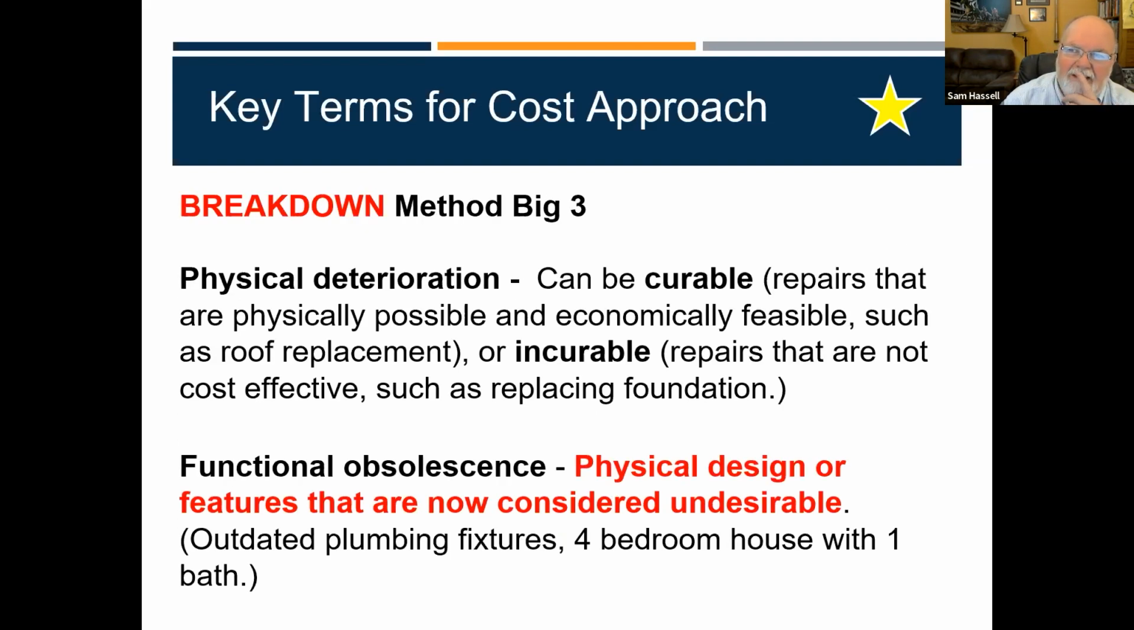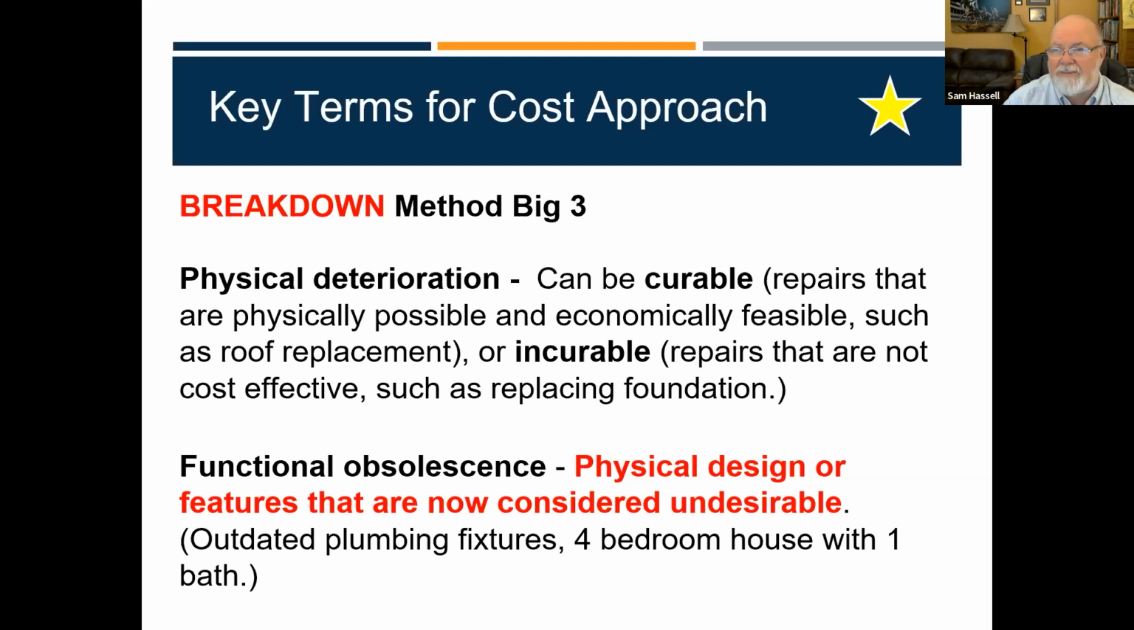As we're doing that, we're going to take a look at a couple of things. What's the physical deterioration? How much is physically deteriorated? Can we fix it, or is it incurable? If it's physically possible and economically feasible, can I paint? I can paint. Can I fix shutters, things of that nature? Sure. Can I fix a cracked foundation? Probably not, right? That would be incurable. So there are things I can fix, things I can't, and we have to take that into effect also. That's physical deterioration. It could be curable or incurable.